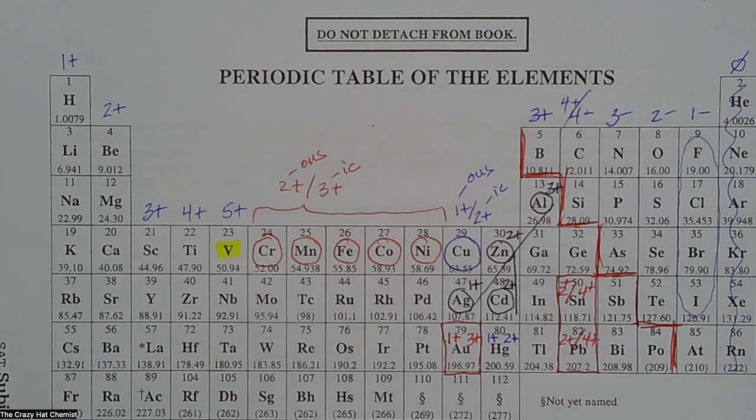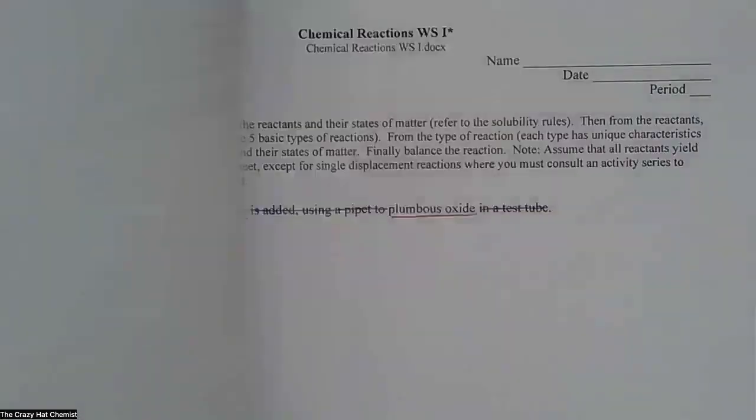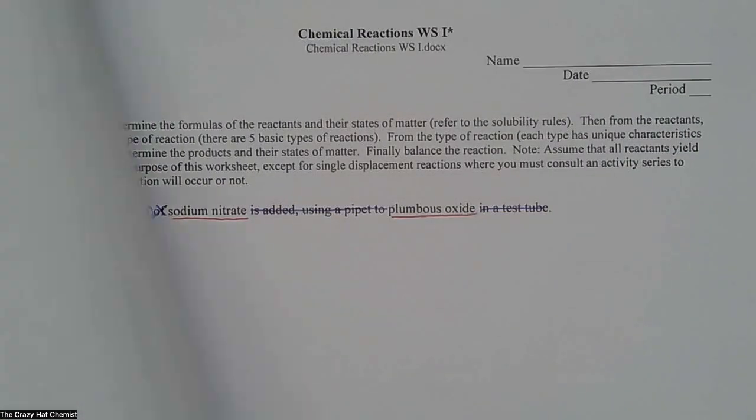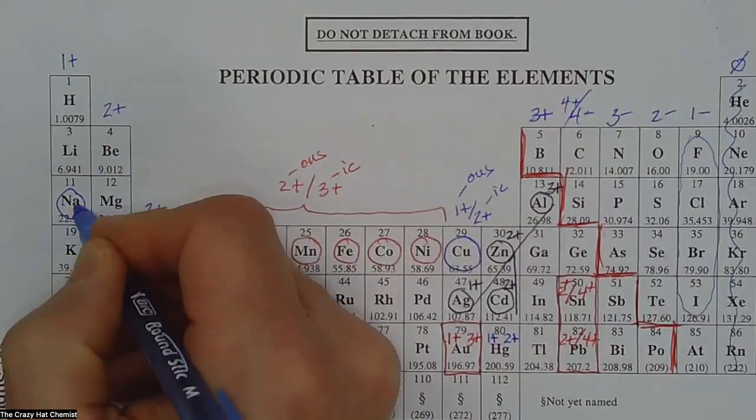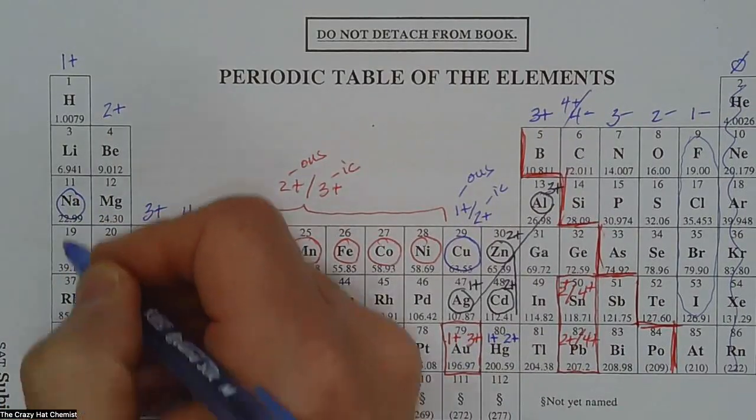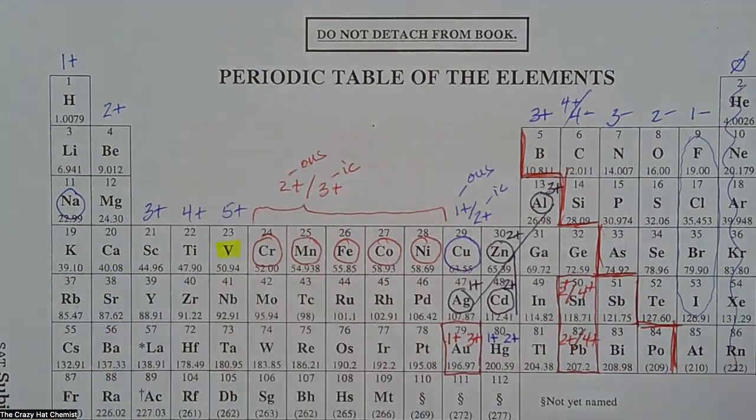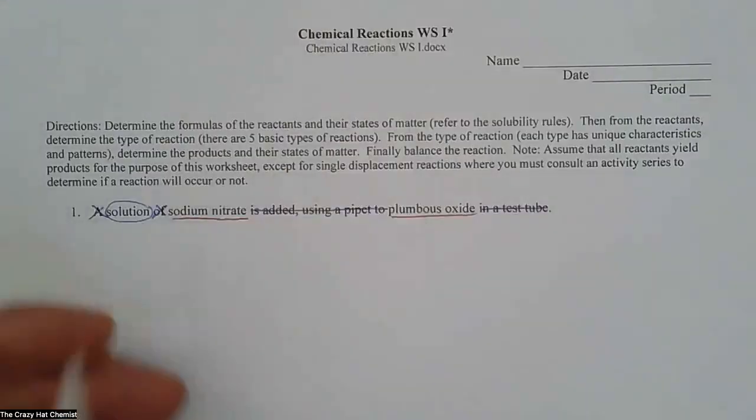All right, so coming back to the problem which we have at hand, we have the compound sodium nitrate. So sodium, it's in group 1, an alkali metal, so it has a 1 plus charge to it.